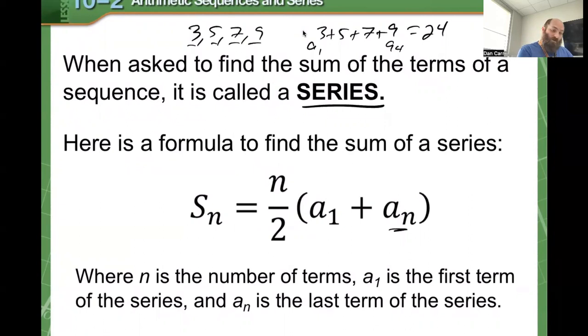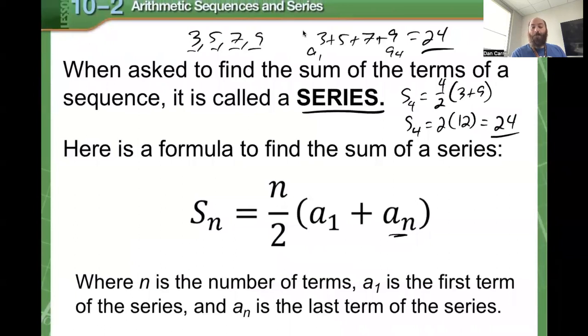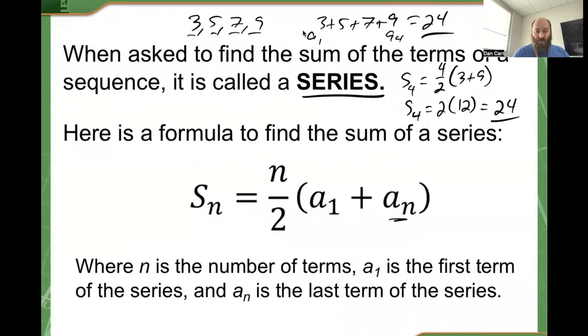So again, as a quick demonstration of how this works, if I say S of 4, these 4 terms, the sum is going to be 4 divided by 2 times the first term, 3 plus 9. So the sum here is going to be 4 divided by 2 is 2, 3 plus 9 is 12. Multiply those out, and I get, hey, look at that, 24. Again, with a small sequence, pretty straightforward. You could easily do 3 plus 5 plus 7 plus 9.